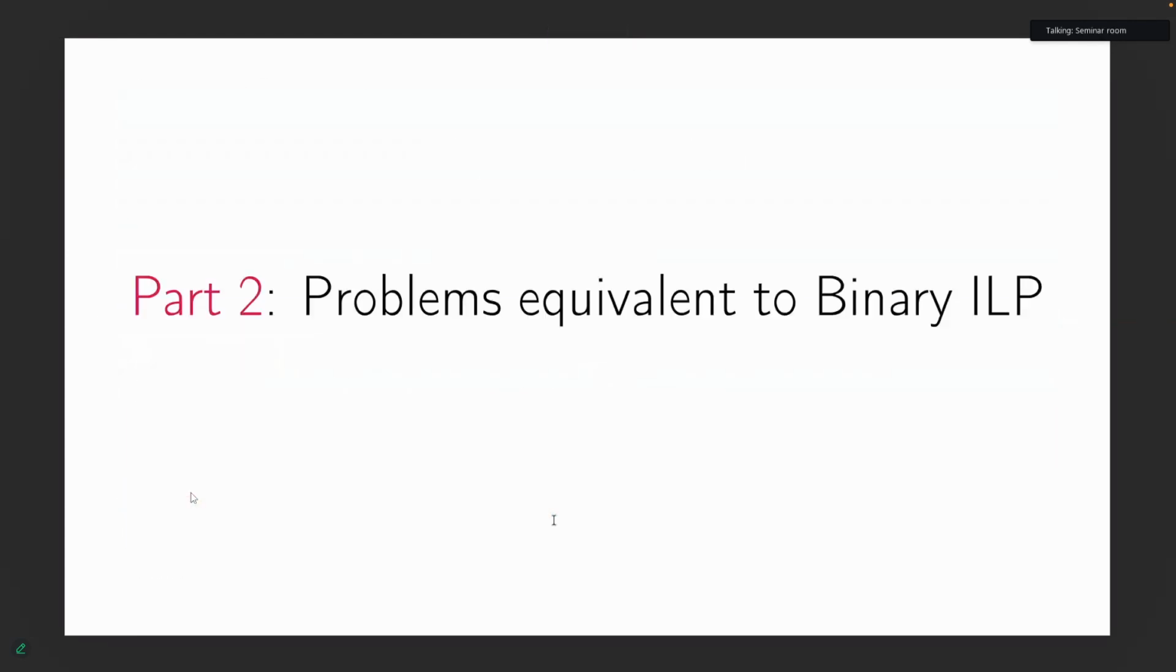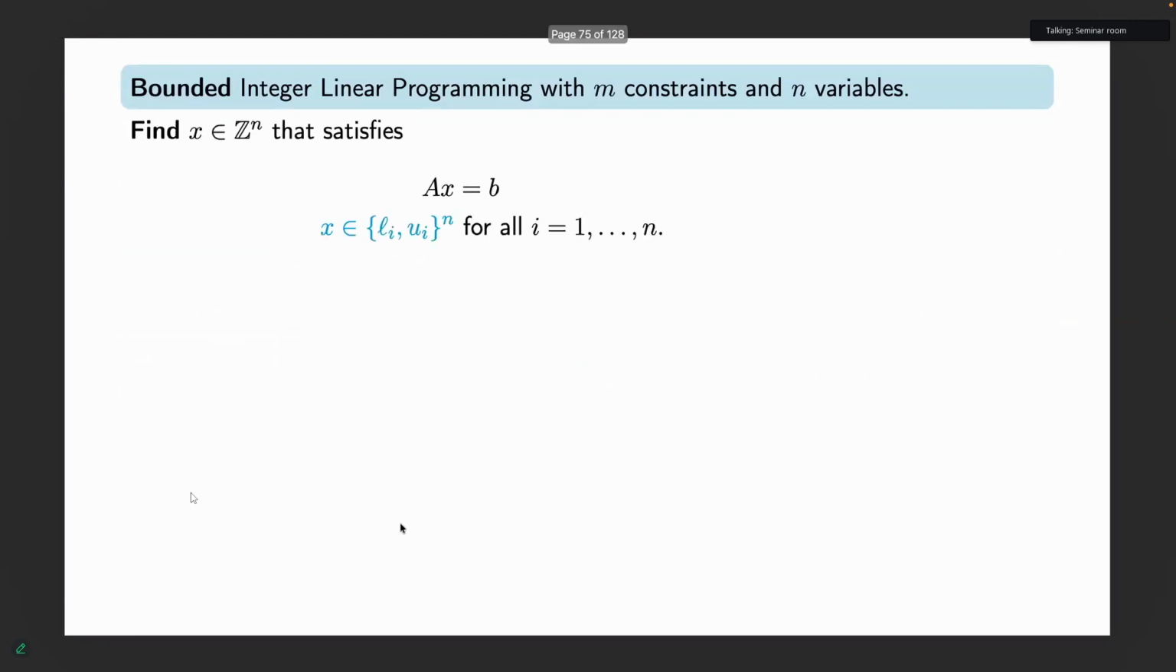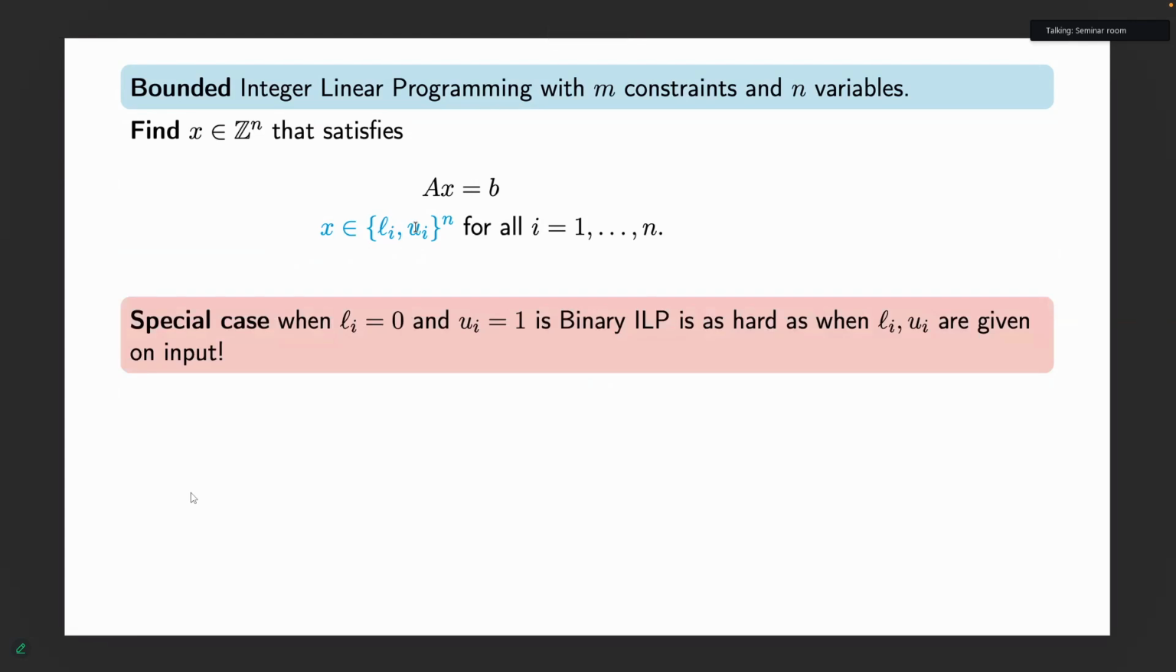So now let me tell you about another hypothesis that I just came up with. But before that, let me tell you about the problem. Bounded ILP is when you have some bounds on your variables, L_i and U_i. Each variable will have some lower bound and upper bound. Sorry, there should be dots here; it's a mistake. I forgot to put the dots.